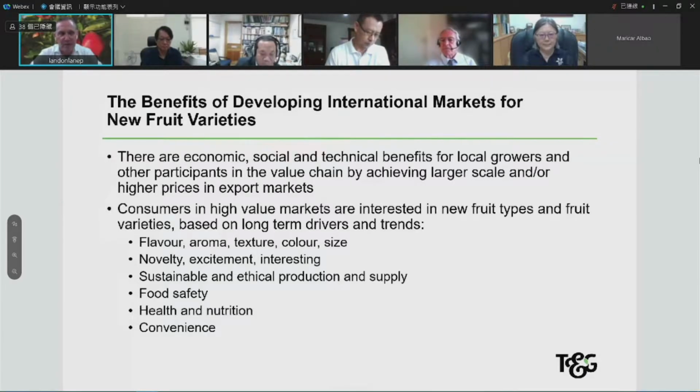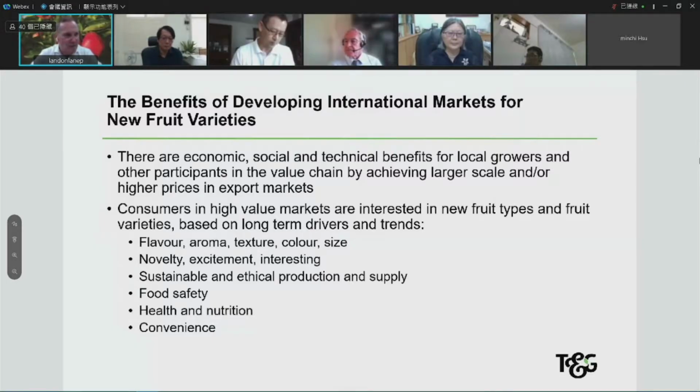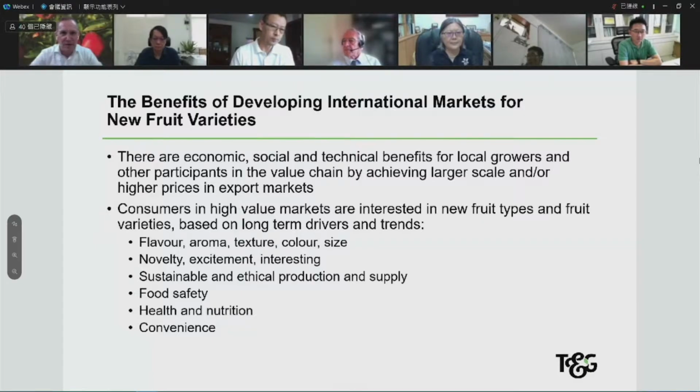Generally speaking, yes. Consumers in high-value markets are interested in new fruit types and new fruit varieties. It could be a type of fruit they've never seen before. So, for example, perhaps in Greenland, they have never seen dragon fruit before. And so it could be a way to develop a new market with a fruit that is completely new to that market. Or it could be a new color of dragon fruit with a better flavor that is being supplied to a market. So it could be completely new, or it could be improved or better than, with some differences compared to existing ones.